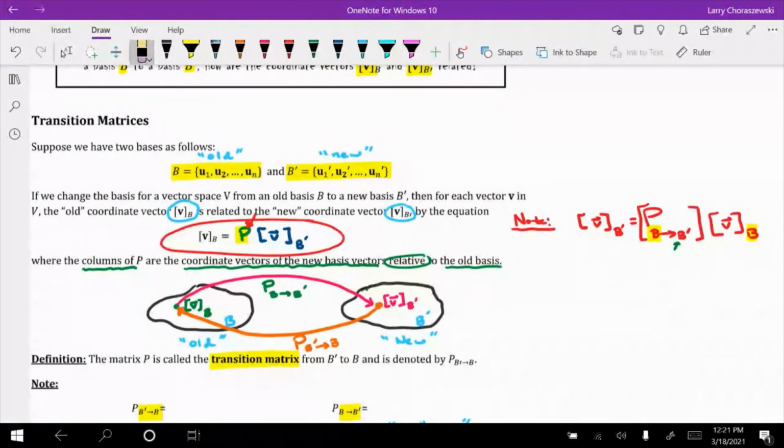And then you could do a similar thing if we wanted to go in the other direction. P would take you from B prime to B, in which case you would take that matrix and multiply it to v relative to B prime. And here's another instance where the first and last B notation match each other. So I'm referencing the equation here that says we can get from one coordinate to the next via matrix multiplication.